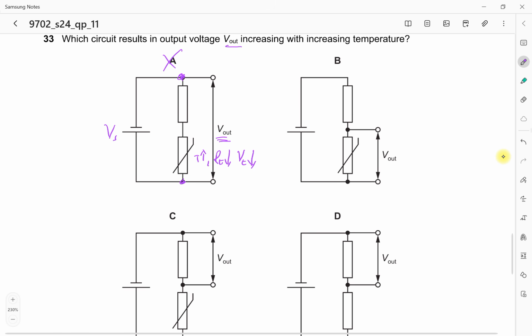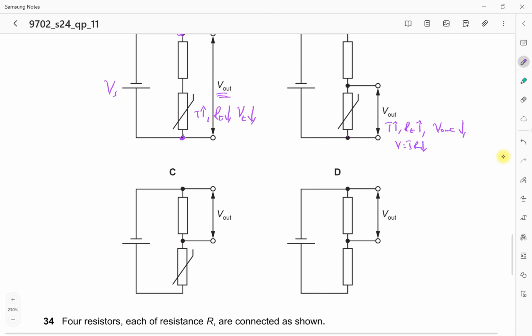Then let's check B. For B, when the temperature increases here, the resistance of the thermistor decreases. Because V out is measured across the thermistor, remember V is equal to I times R. Because the resistance has decreased, the PD across the thermistor is going to decrease. The PD across the fixed resistor is going to increase. So here V out is going to decrease, yet we want it to increase. So this one is out.